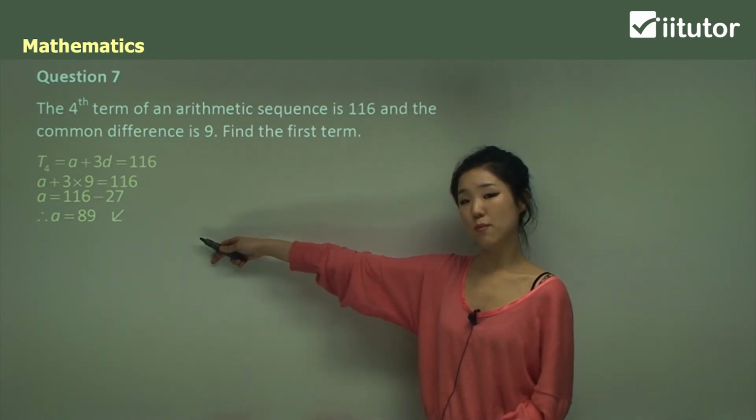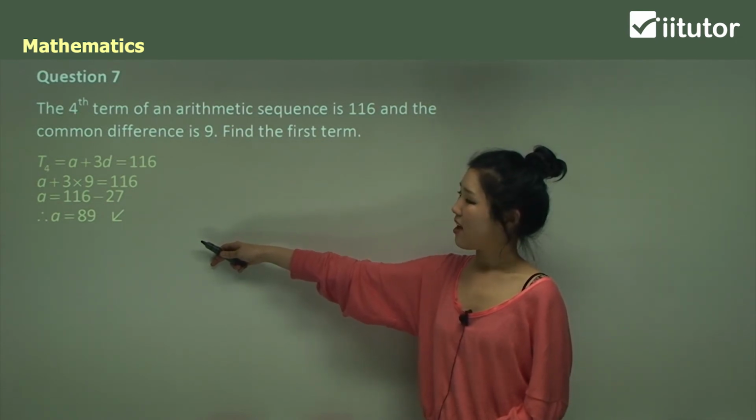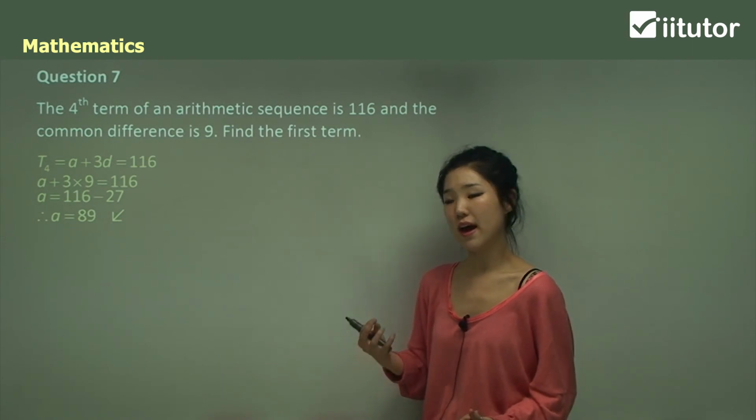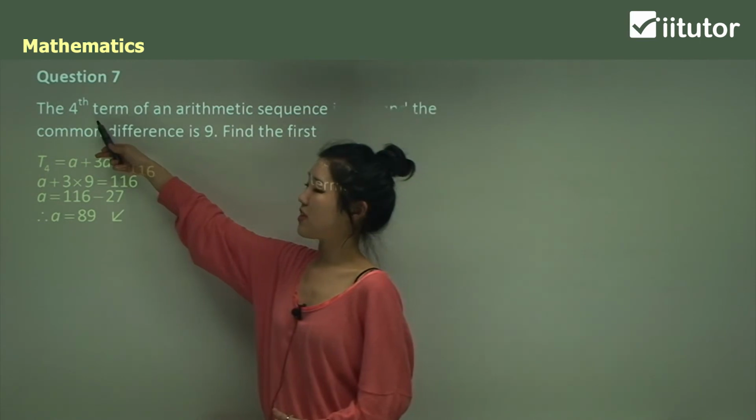A, the first term, is simply 89. Alright, does that make sense, guys? So basically, guys, if you don't really know how to approach it, as long as you remember the formula a plus n minus 1 d, just try to use that with the information given.